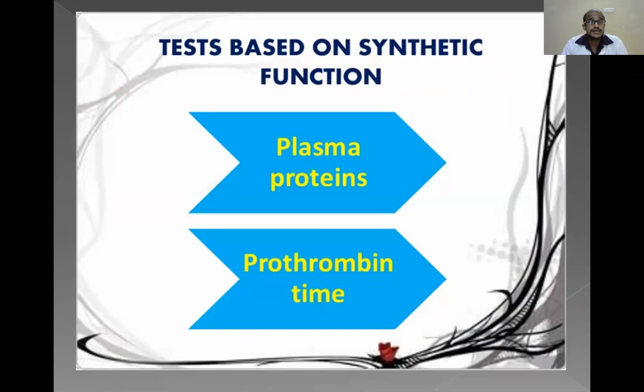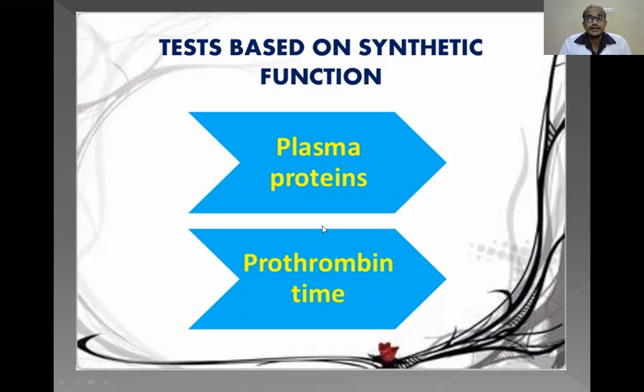And coming to the test based on synthetic function, the synthesis of different plasma proteins takes place in the liver only. We know different plasma proteins, the albumin, the globulins, alpha, beta globulins, and different examples are there. All these are synthesized in the liver only. So if we estimate the plasma proteins and there is any change in the normal levels, we can suspect a defect in the synthetic function of the liver.